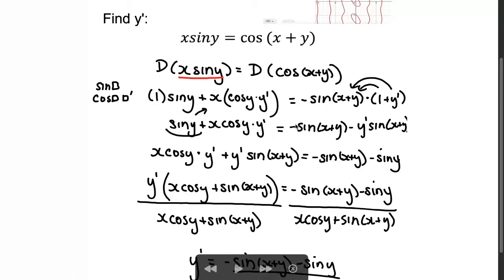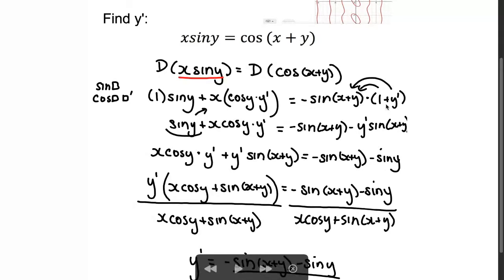On the second side, I don't have a product this time, but I am going to have to apply that chain rule again because I've got a function within a function. So I'm going to start off by taking the derivative of cos of x plus y. The derivative of cos is negative sine of x plus y. And now I'm going to take the derivative of my inside function. So the derivative of x is just 1, and the derivative of y is y prime.